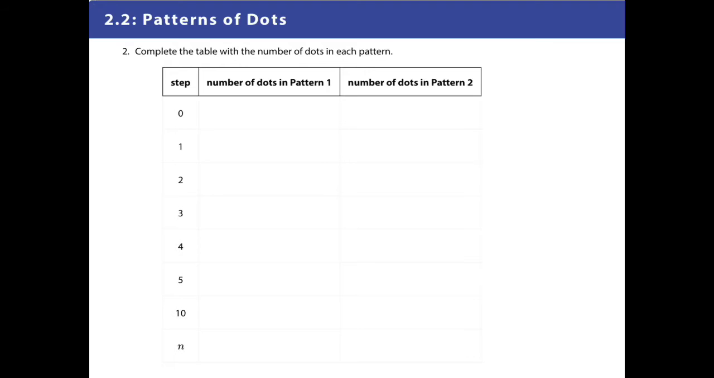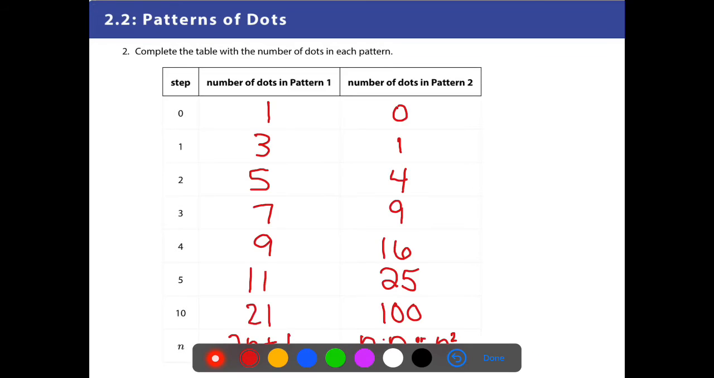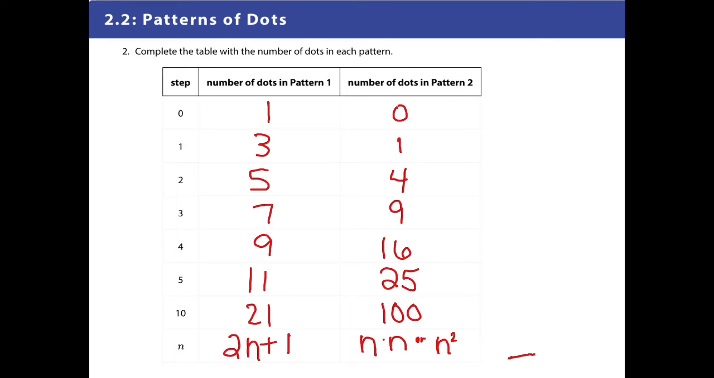Still on example 2, but number 2, complete the table with the number of dots in each pattern. So I've already done this, so try it for yourself and then unpause the video. But here's what I got. So the formula that you'll use for pattern 1 would be 2n plus 1, and then pattern 2 would be n times n or n squared.